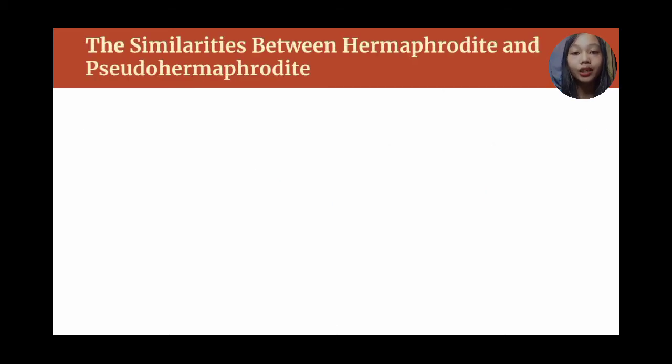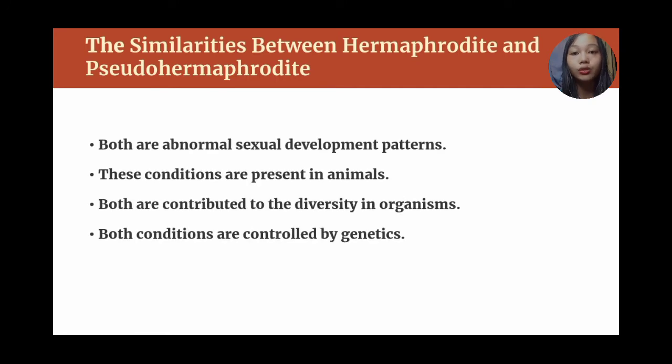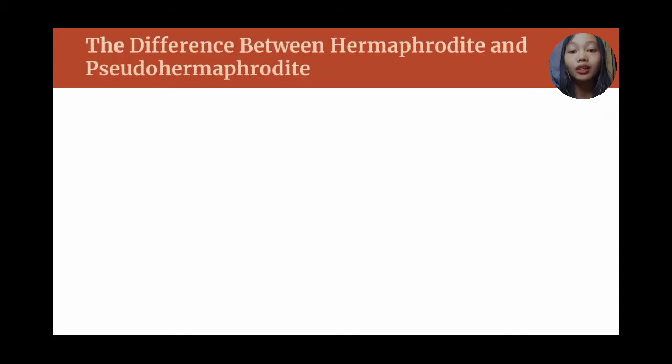The similarities between hermaphrodites and pseudo-hermaphrodites: both are abnormal sexual development patterns. These conditions are present in animals. Both are considered diversity in organisms. Both conditions are controlled by genetics.